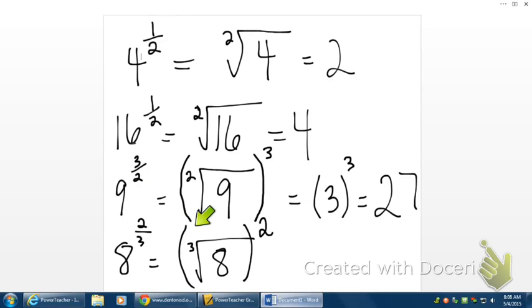So we find the third root of 8. Okay? And then after we find it, our numerator tells us to square that answer. So it's raised to the second power. So first off, what's the third root of 8? What times what times what gives me 8? 2 times 2 times 2.